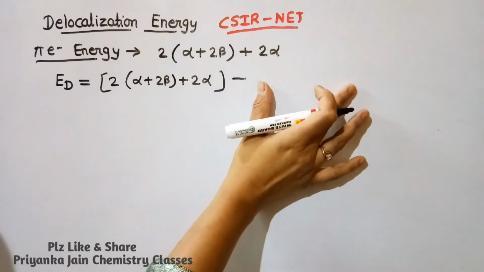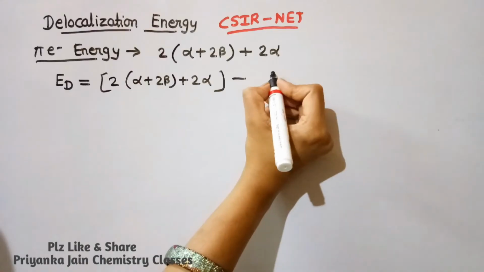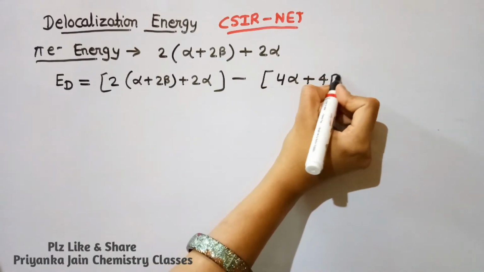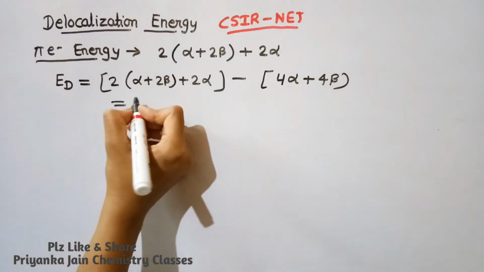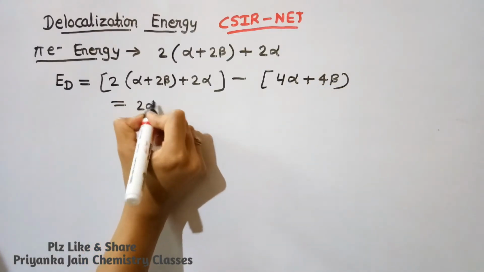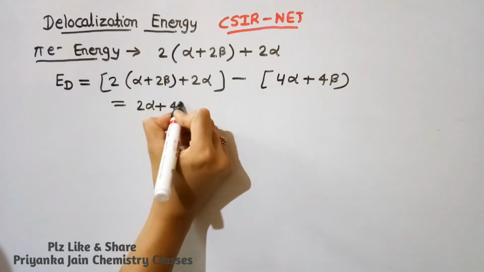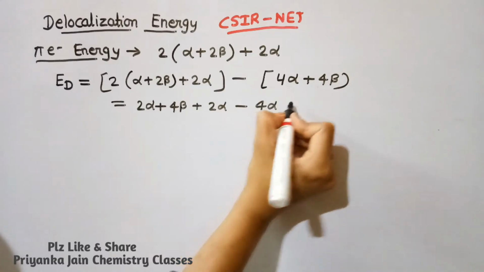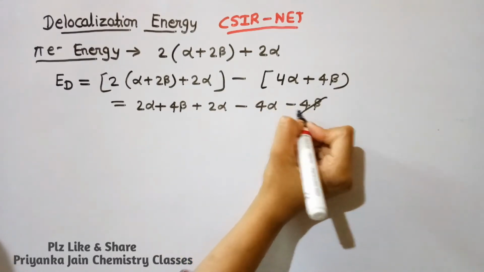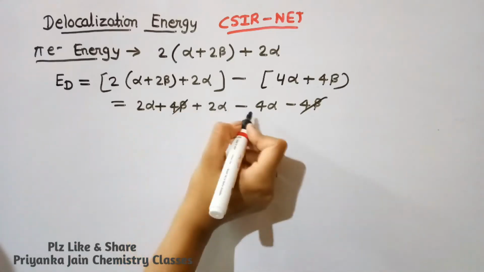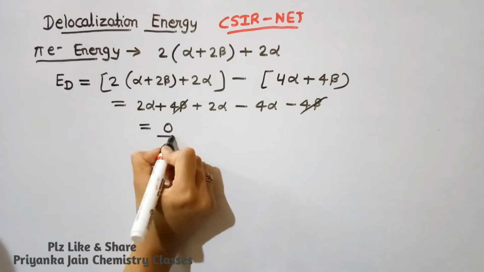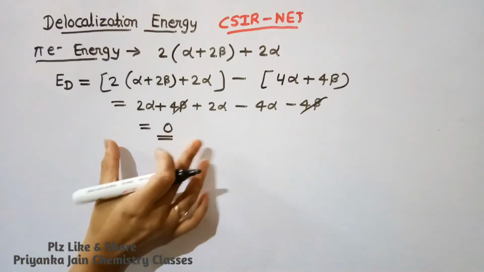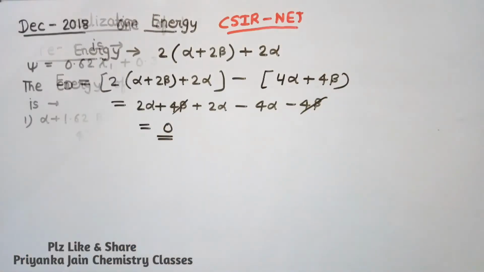It means 2 ethylene molecules. If we are considering the case of 2 ethylene molecules, as I have told earlier, this will be equal to 4 alpha plus 4 beta. Okay, so when we are calculating it, it will be equal to 2 alpha plus 4 beta plus 2 alpha minus 4 alpha minus 4 beta. Okay, this term will cancel out, right? And this will also cancel out. So we are getting this is equal to 0. It means in this case the delocalization energy is 0. So this molecule is unstable.